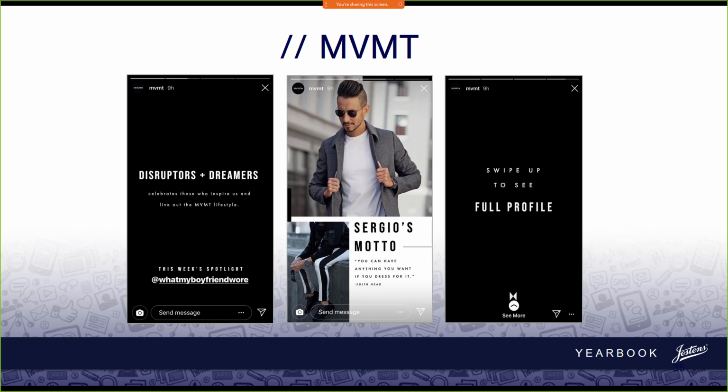All right, and then the last example comes from Movement Watches. Each week they feature one of their brand ambassadors who they feel is living the MVMT lifestyle. The brand ambassadors' social accounts get tagged in their Instagram story, and a full profile is actually created on their website for consumers to go and shop that brand ambassador's favorite looks. So definitely go check out their Instagram stories if you want to see the full experience.